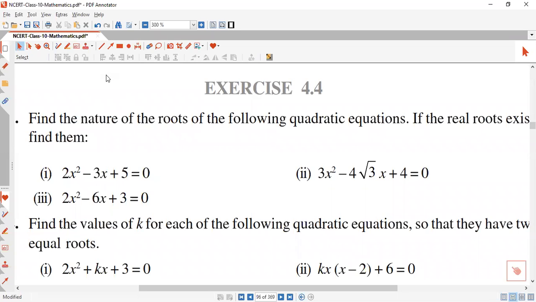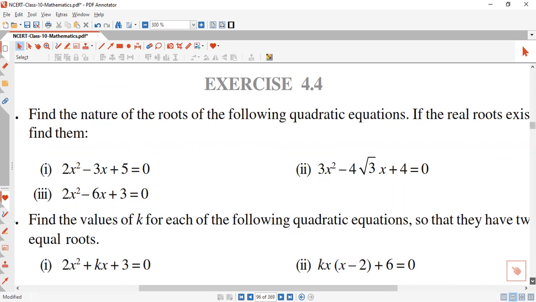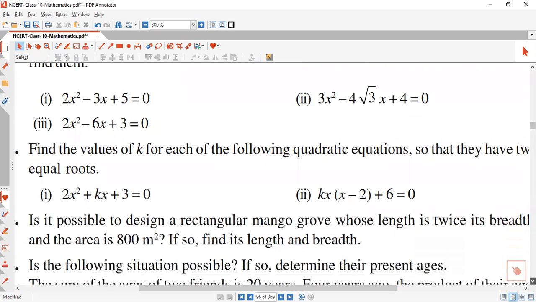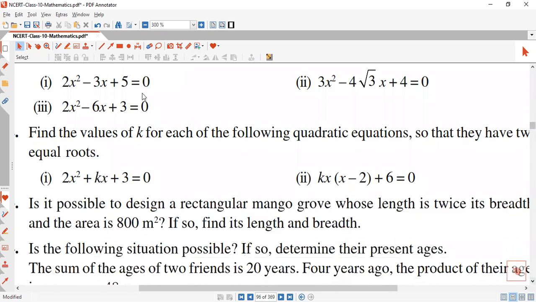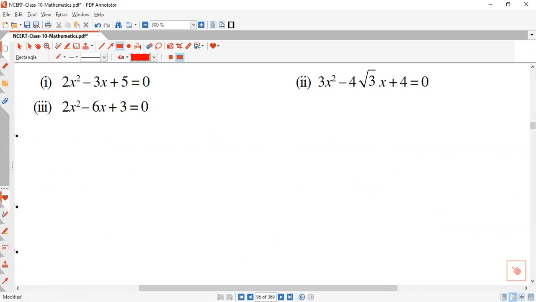Now you see this exercise number 4.4, question number 1. Find the nature of the roots of the following quadratic equations. If the real roots exist, then find them. So I have to find out the solution for this part. First of all, I have to find out the discriminant.